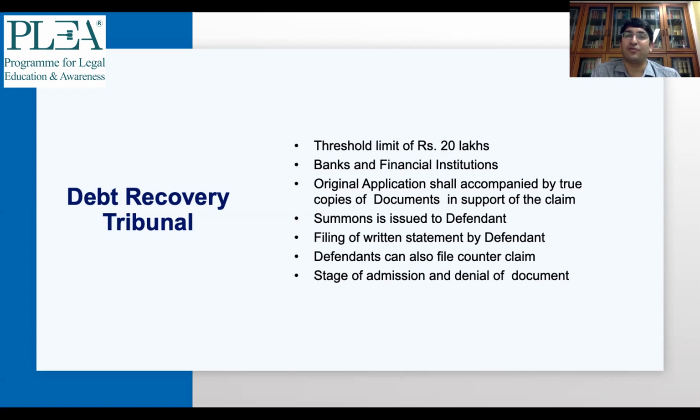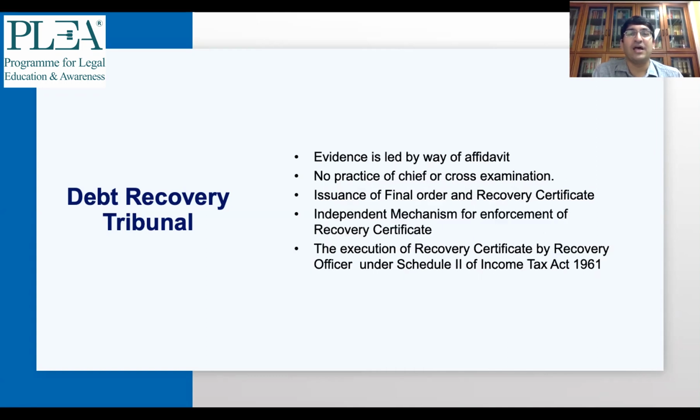You file the application, summons is issued to the defendant. There is a filing of written statement by the defendant, and a counterclaim can also be filed. And then there is a stage of admission and denial of the documents, and evidence is usually led by way of affidavit. So as I said, in civil courts you have the concept of chief and cross-examination. Usually it is not followed in the DRT.